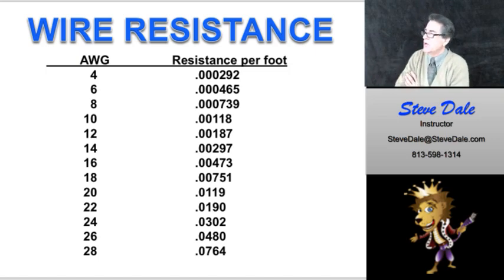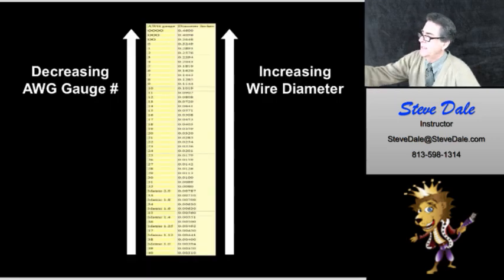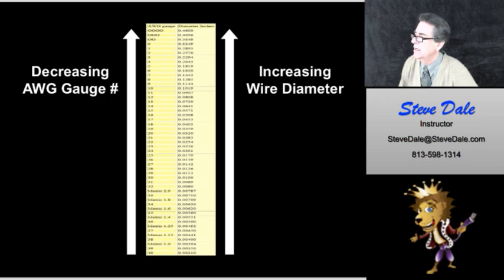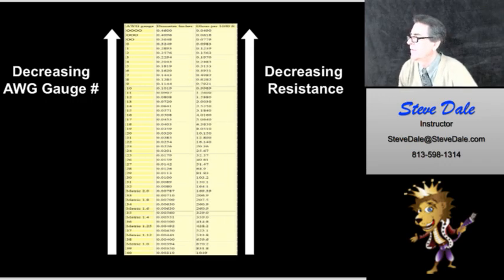But in any case, when the wire number gets bigger, what happens? The diameter of the conductor gets smaller. And that's going to mean what? More resistance, right? So here it is. Decreasing American wire gauge number, increasing wire diameter. Decreasing American wire gauge number, decreasing resistance, right?